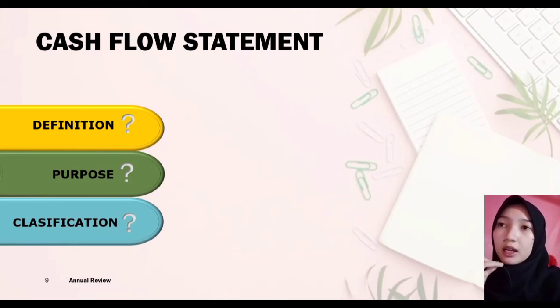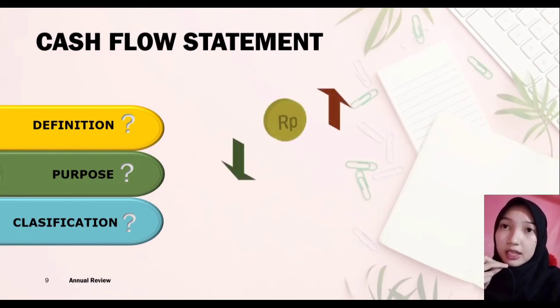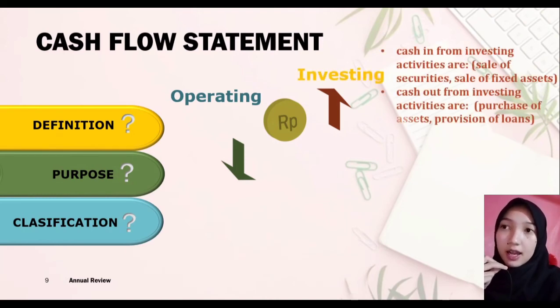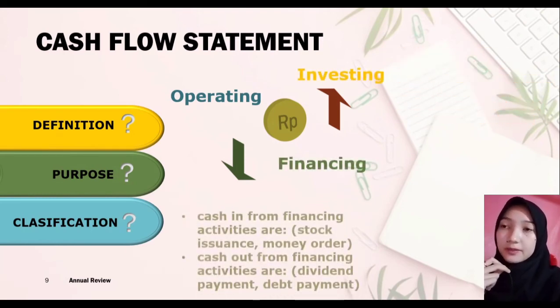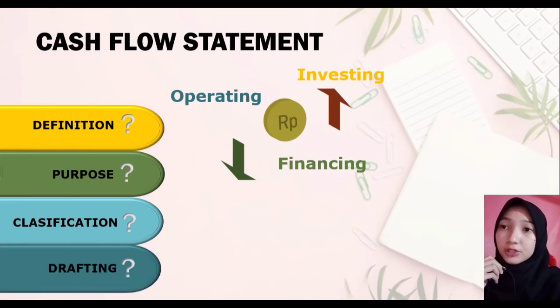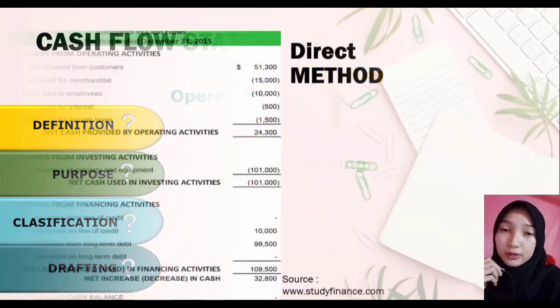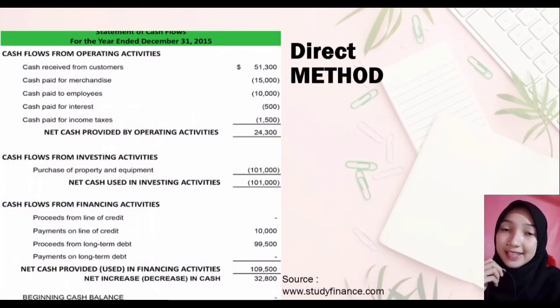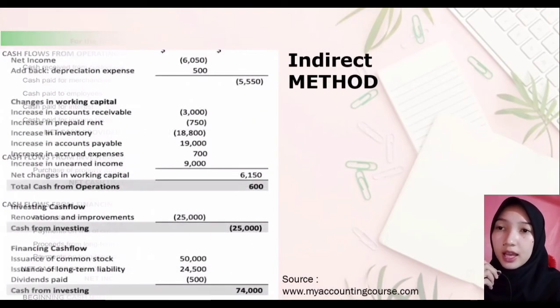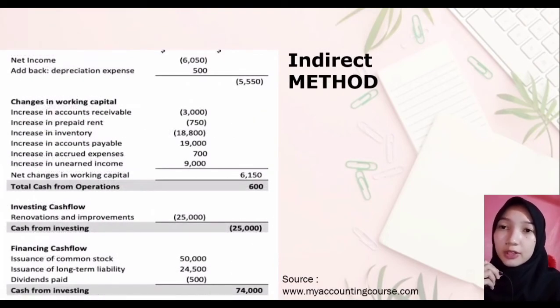Classification. According to Kieso et al., the cash flow statement has 3 classifications, namely operating, investing, and financing activities. Drafting. How to draft a cash flow statement. The first step is to determine the method to be used. There are 2 methods, namely direct method and indirect method. This is an example for direct method, and this is an example for indirect method.